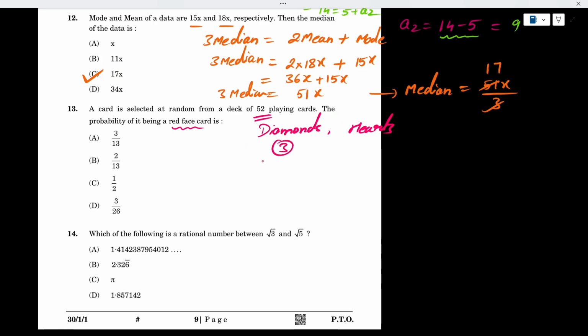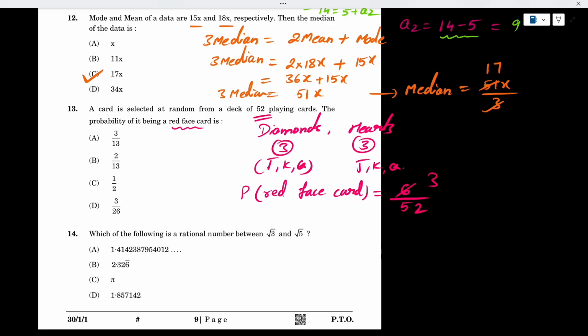There are 3 face cards, which are Jack, King and Queen, that are red in color, and here also 3 heart face cards, that is also Jack, King and Queen, right? Altogether, what is the probability of getting a red face card? Red face card is going to be 3 plus 3, which is 6, 6 by 52. If you get the simplest form, it is going to be 3 by 26.